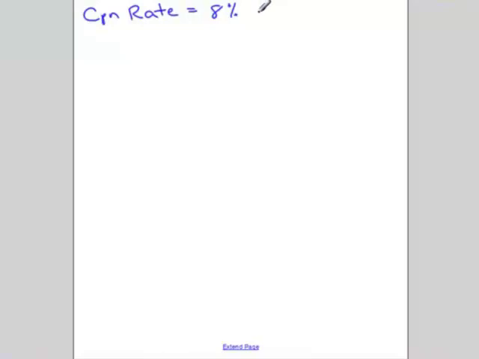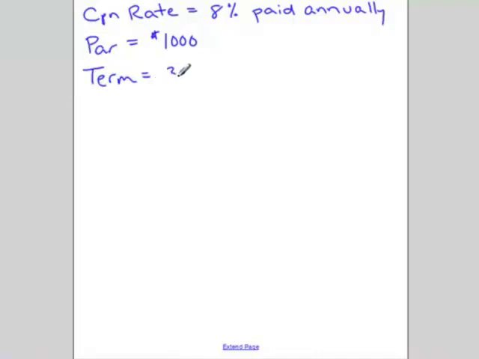And this is going to be paid, remember I said this could be paid monthly, semi-annually, annually. Let's say for simplicity it's going to be paid annually. The par value here for this example will be $1,000. And the term, let's say, is 3 years. So let's draw these cash flows on a timeline.